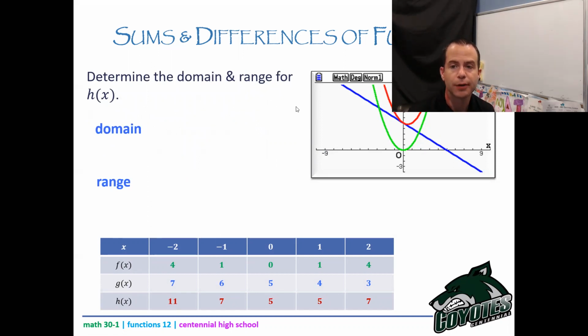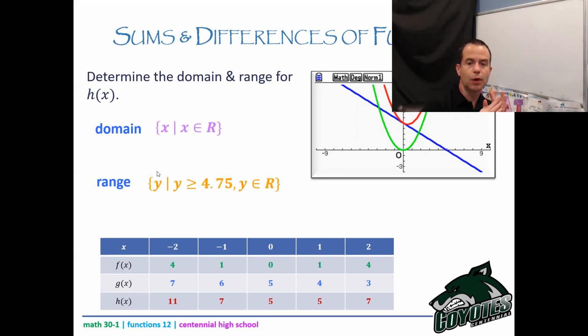Determine the domain and range for h of x. Okay, so the domain is going to be real. The range, I'm going to have to get my graphing calculator out and find that minimum point. The minimum point ends up being at 4.75. So y such that y is greater than or equal to 4.75, where y is a member of the reals. There will be in this unit a lot of you telling us what the domain and range is, making sure you understand what that new function looks like.